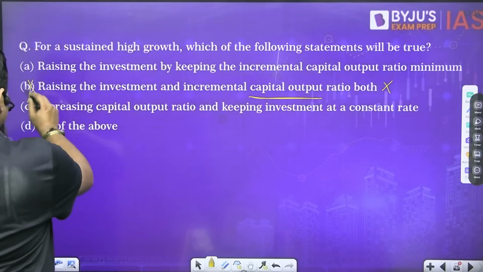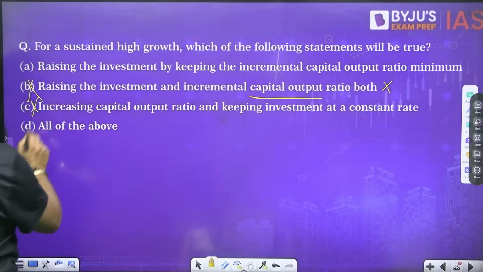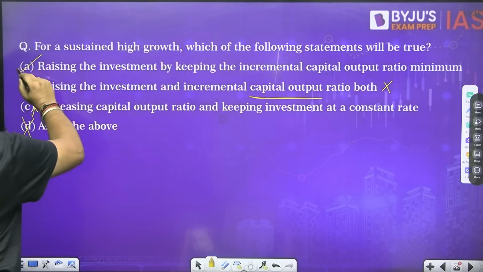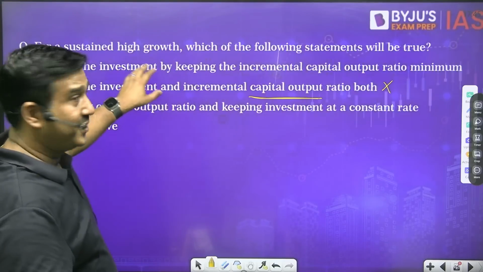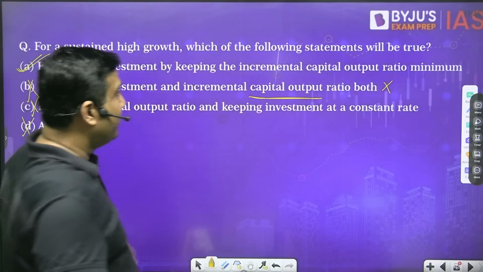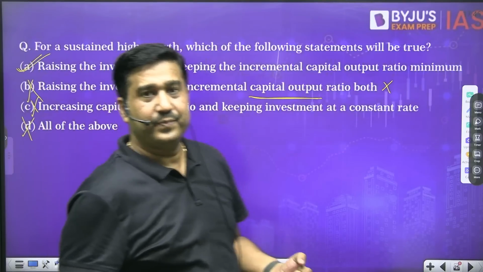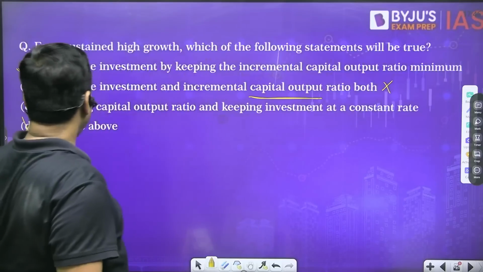If second and third statements are incorrect, D is automatically incorrect. Then our first option, A, is correct. Raising the investment should be increased, but capital output ratio should be kept minimum, otherwise there is wastage of resources. So in this question, the answer is A.